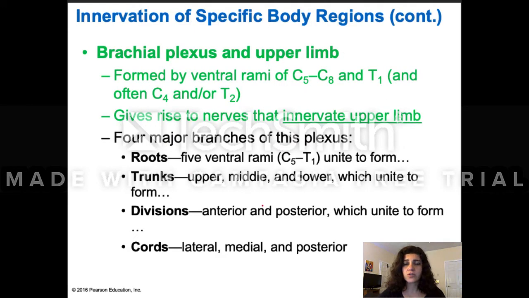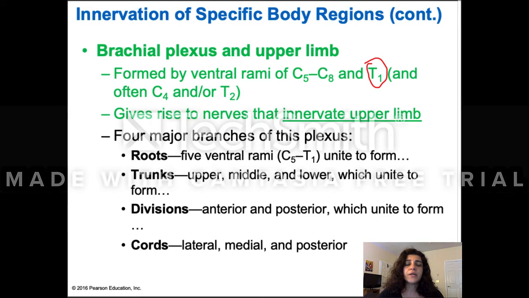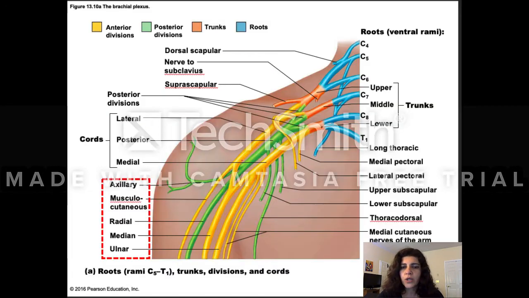Brachial plexus also comes from cervical nerves, okay? So from C5 through C8 and also thoracic one. That's the only nerve from the thoracic region that is going to be part of a plexus, okay? Crazy braiding going on here, see? All these are part of the brachial plexus.